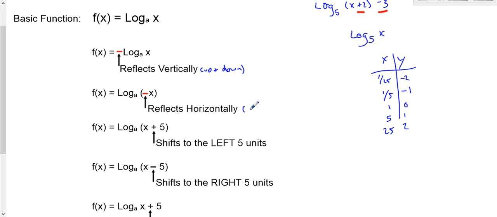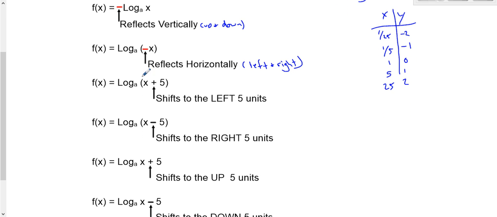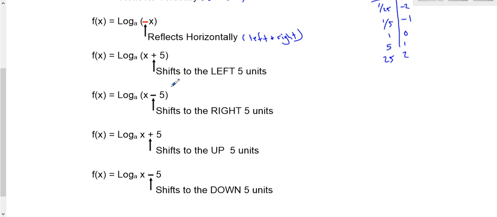Horizontally is left and right, or side to side. If I am adding a number inside parentheses on the logarithmic function, that is shifting to the left by 5 units. If I have a logarithmic function that has a minus inside, like -5, that is shifting to the right by 5 units.